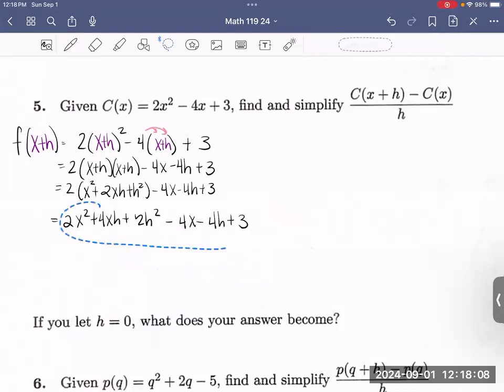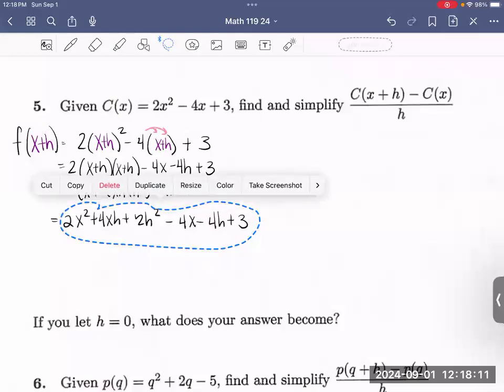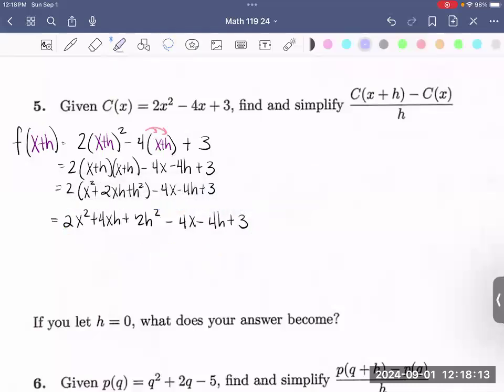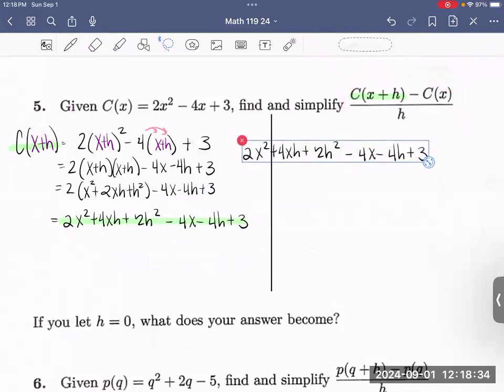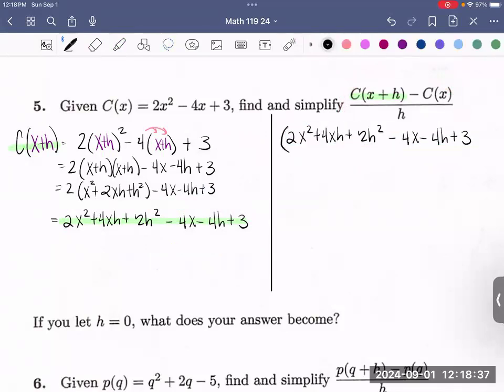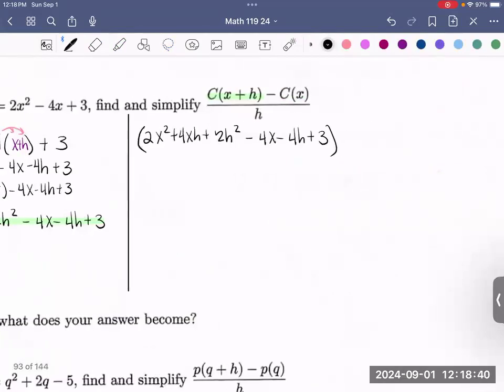So this whole thing is going to be a part of your numerator. So we'll copy that. So say this portion here is really this portion here. You'll notice that I used F instead of C. If we want to keep it with our equation, we certainly can. So that's your first part. And then from your second part, we're going to take this whole thing now. We're going to subtract out C, your C being 2x squared minus 4x plus 3.